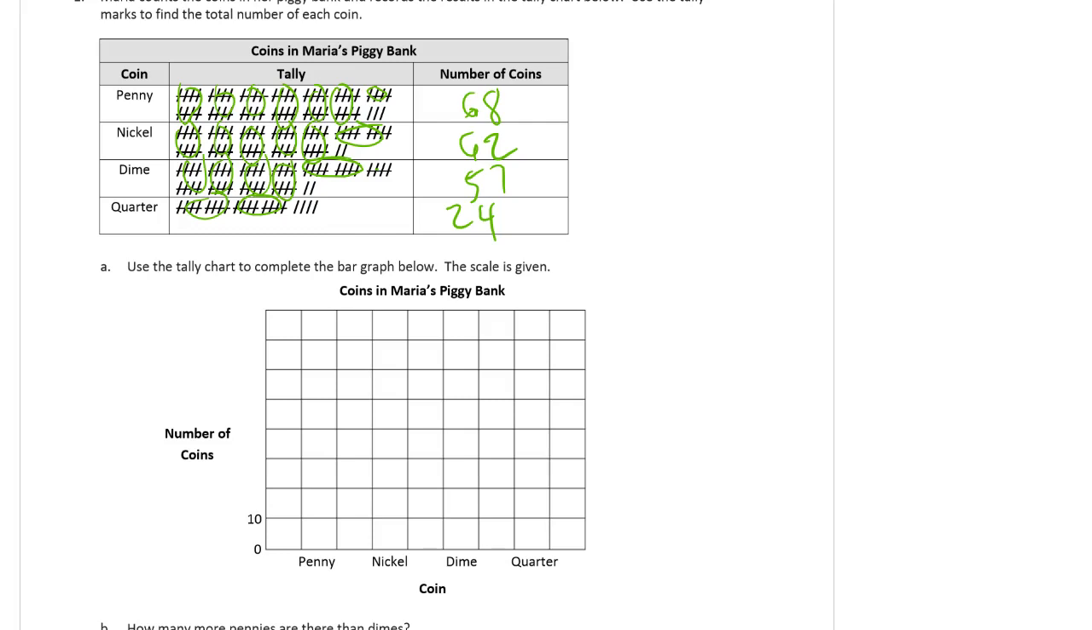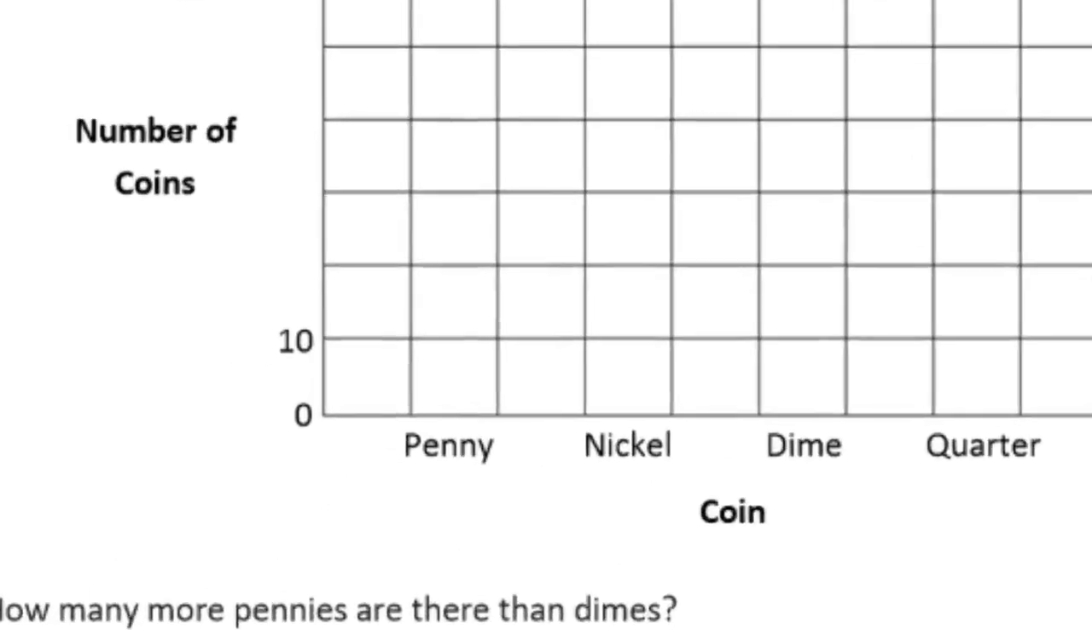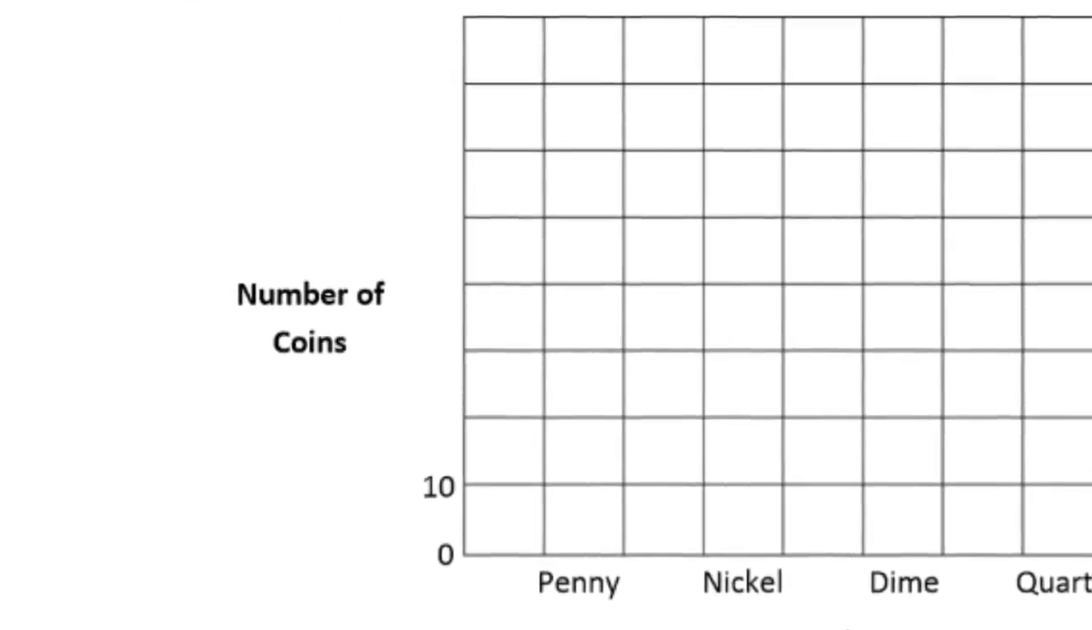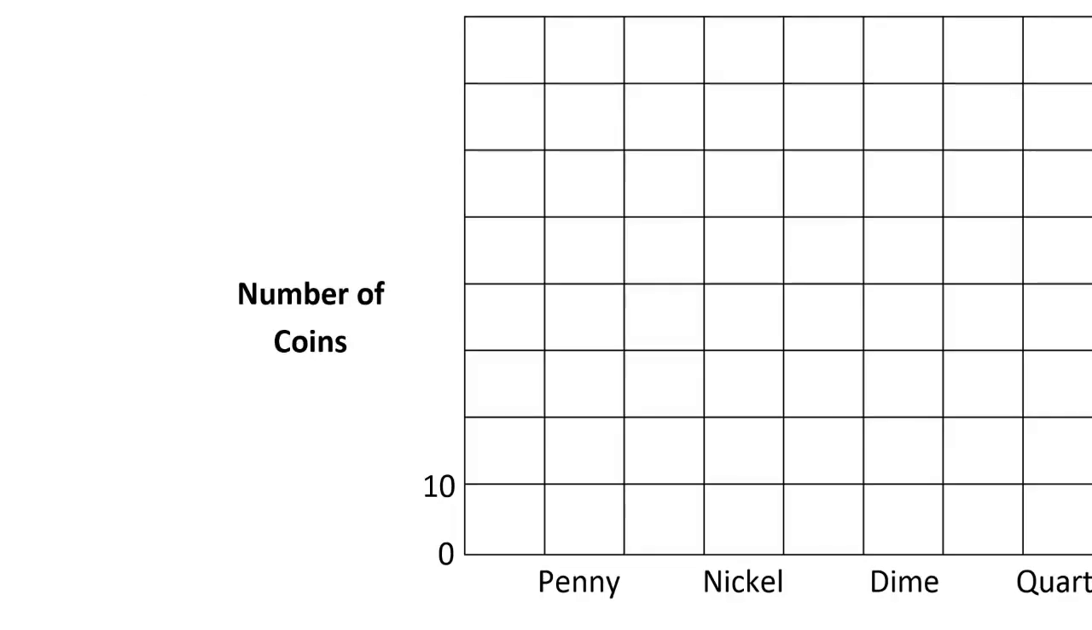Use the tally chart to complete the bar graph below. The scale is given. Okay, so pennies, there are 68 pennies. Now the thing is, let me zoom in here for the scale because I'm going to have to fit that in before we do anything. Now it looks like it's already set up for us that we're going to be counting by tens. So I'm going to work with that.